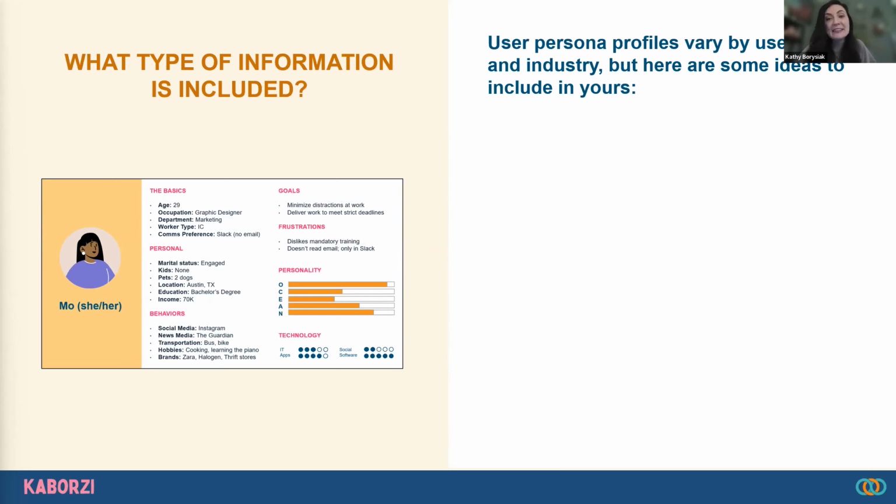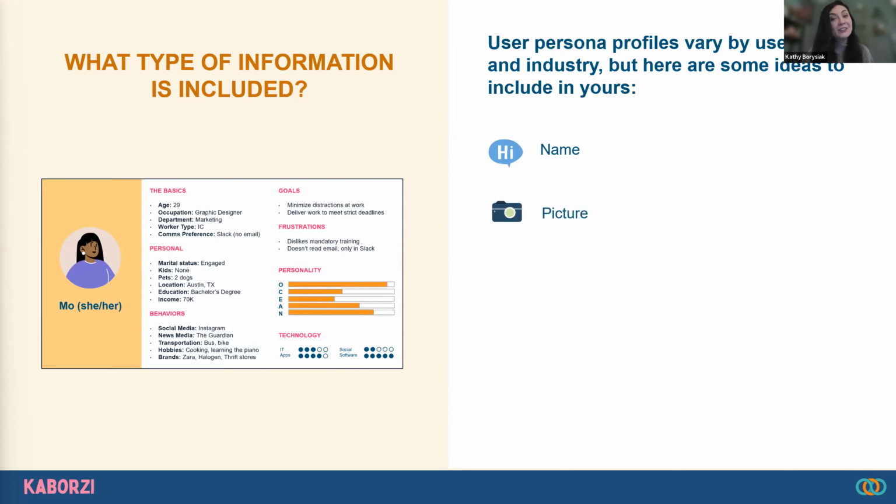But here's some ideas of types of information that you might want to include as you're thinking through creating a learner persona. So a name. We want to name these people. Yes, they're fictional, but we want to name them. So Mo, and I've thrown some pronouns up here. Mo uses she, her pronouns.